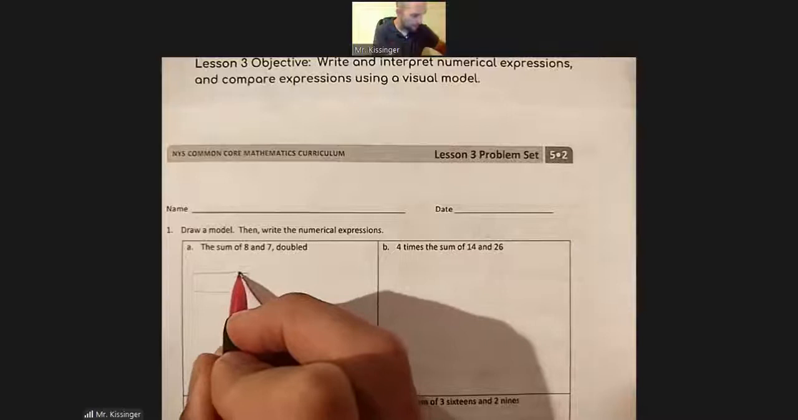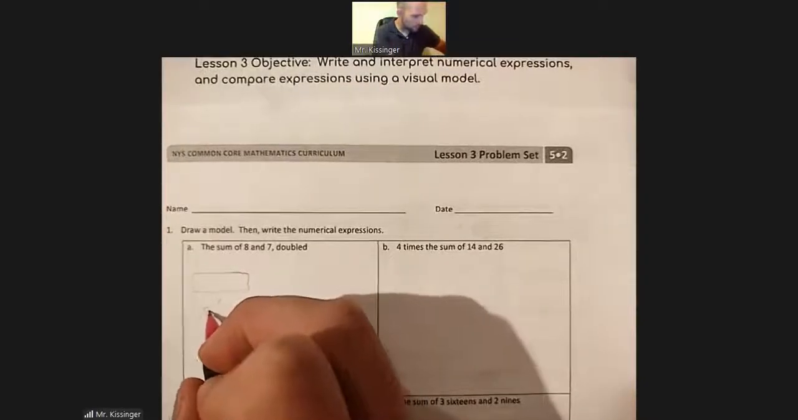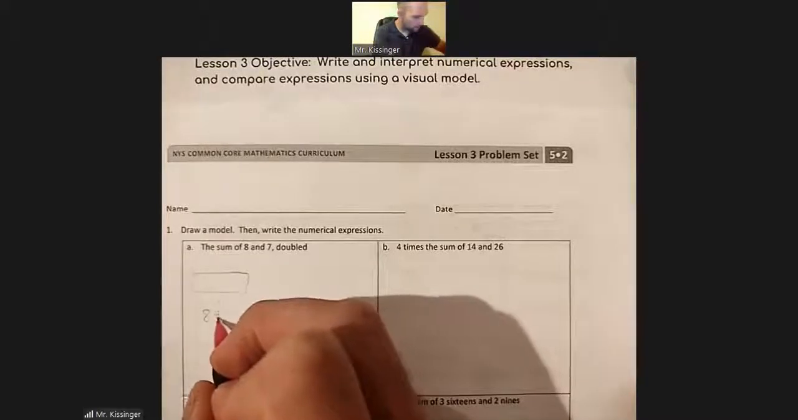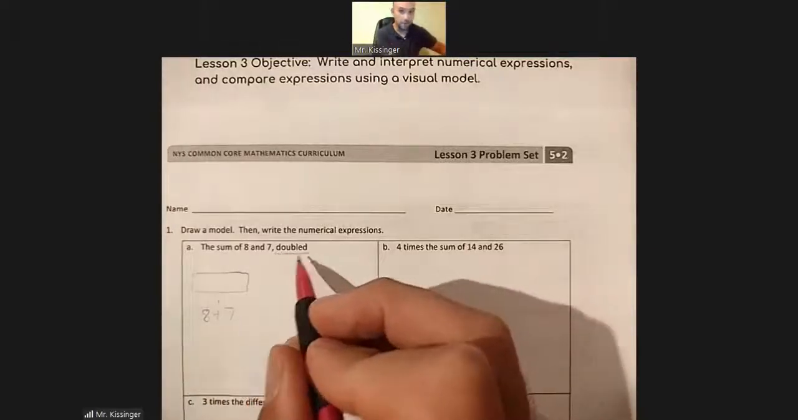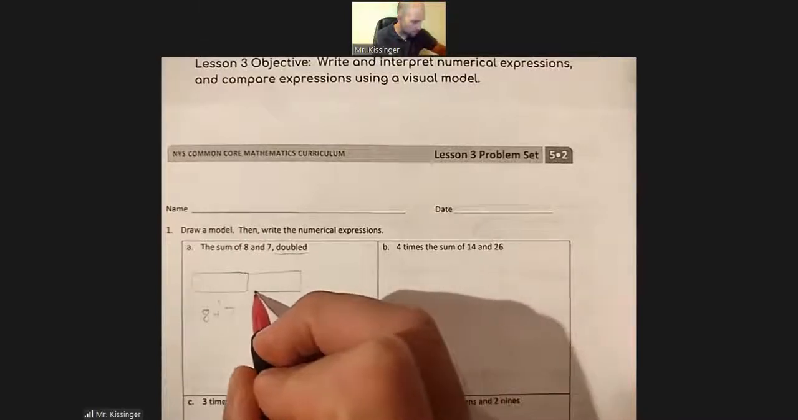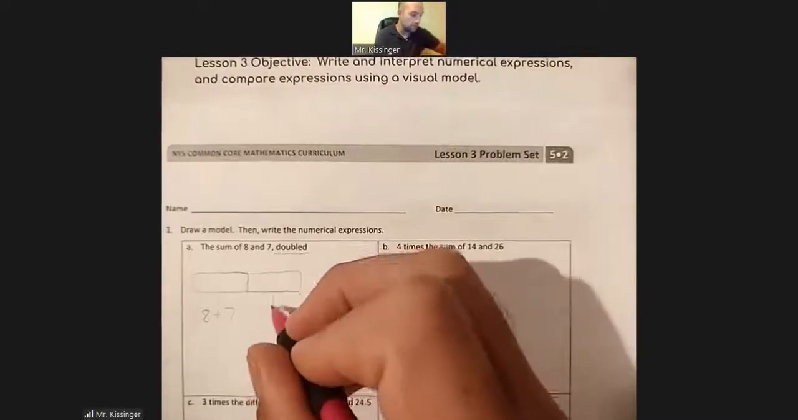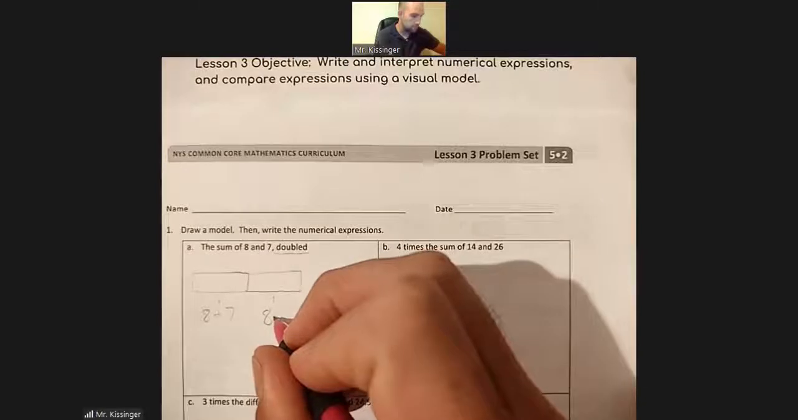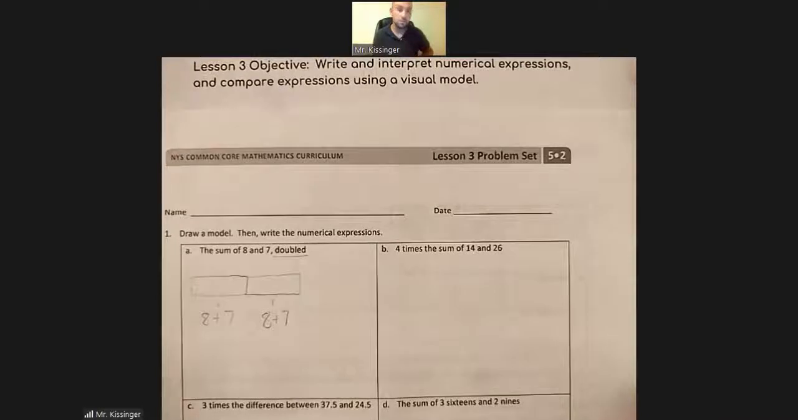And this little rectangle here is going to be 8 plus 7, the sum of 8 and 7. And then because we need to double it, we're going to draw 2 of those. So there's our diagram. That should show us 8 plus 7 doubled. So each one of these is 8 plus 7, excuse me. And then our numerical expression. So how could we write that as an expression?